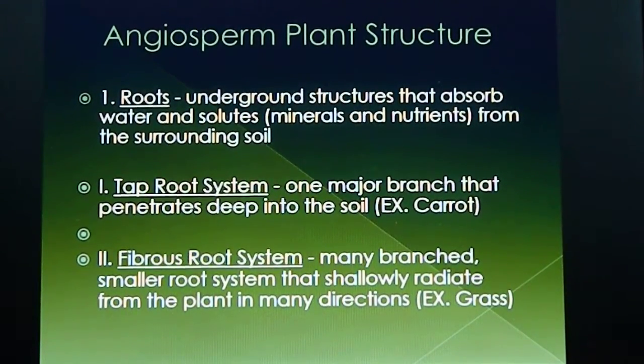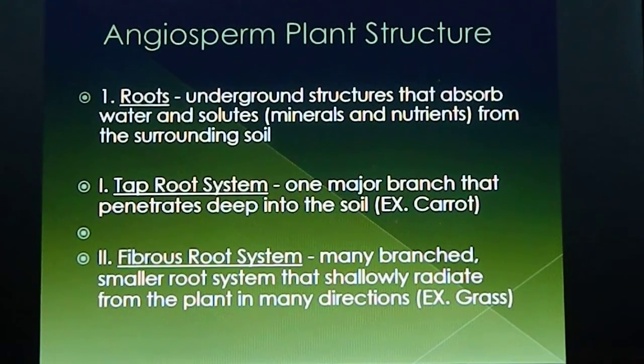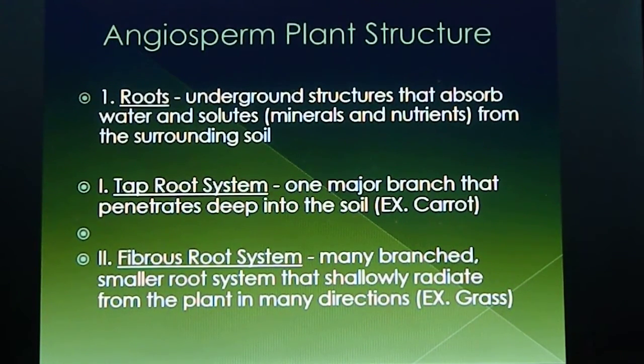So now, this is where chapter 31 comes in. This is the part where we're going to talk a little bit about angiosperm plant structures and parts. And so, first of all, we said that there are leaves and there's stems and there's roots. So we'll start from the bottom and go up. And so there are roots.